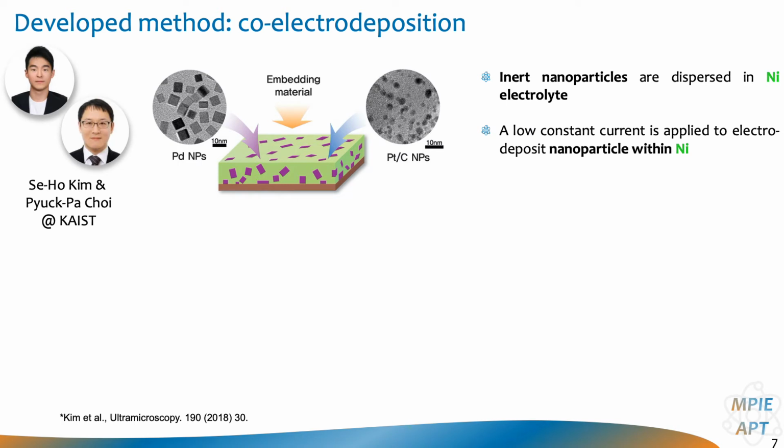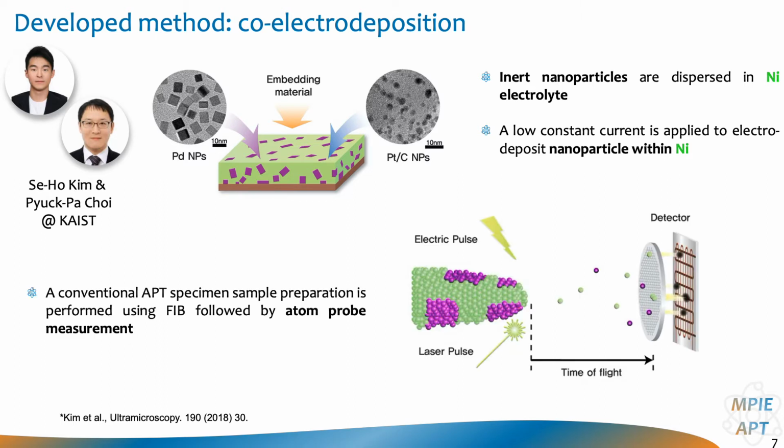What Seho developed jointly with Pyok Pa when he was in South Korea was a way to embed the nanoparticles in a metallic matrix, and for this they were putting the nanoparticles in a nickel-containing electrolyte, and then by applying a voltage and a suitable current, you basically electrodeposit the nickel, and the nanoparticles then are embedded within the nickel. Then you can turn this into a needle-shaped specimen and run this into the atom probe as you would do for any other specimen.